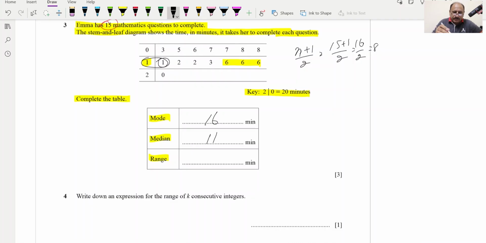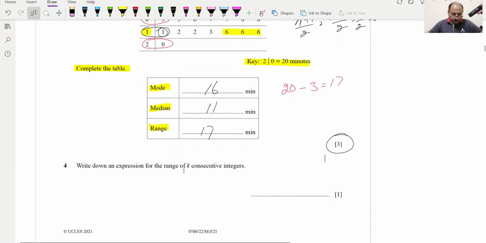And the range is maximum minus minimum. The maximum value can be 20, and minus the minimum value, which is 0, 3, so this will be equal to 17. So the range of this will be 17. This is a 3-mark question which we have done.